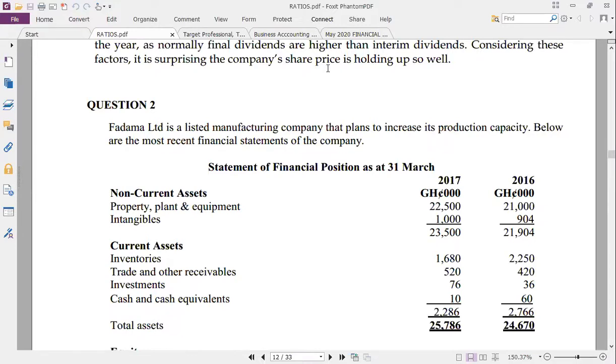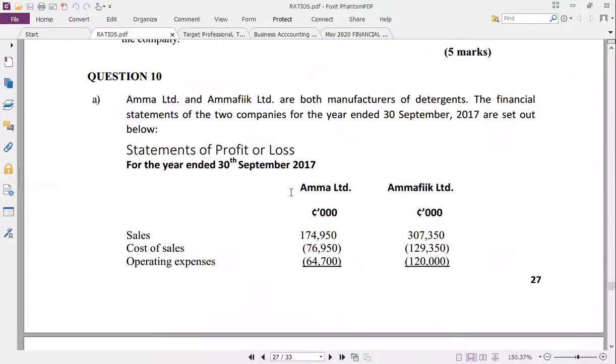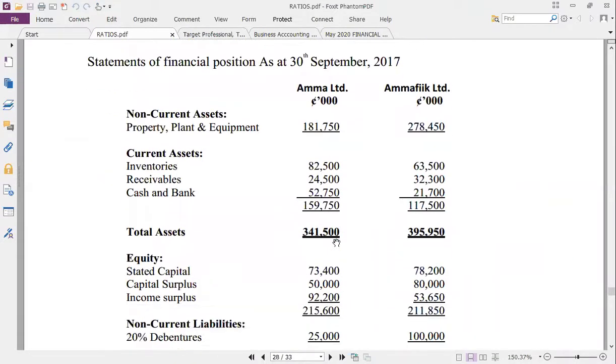And then the second part of the ratio. Good. So let's go to question 10. Question 10, for instance, AMA and then AMAFIC. So 2017, right? Good. Let's see whether it was the restricted type.